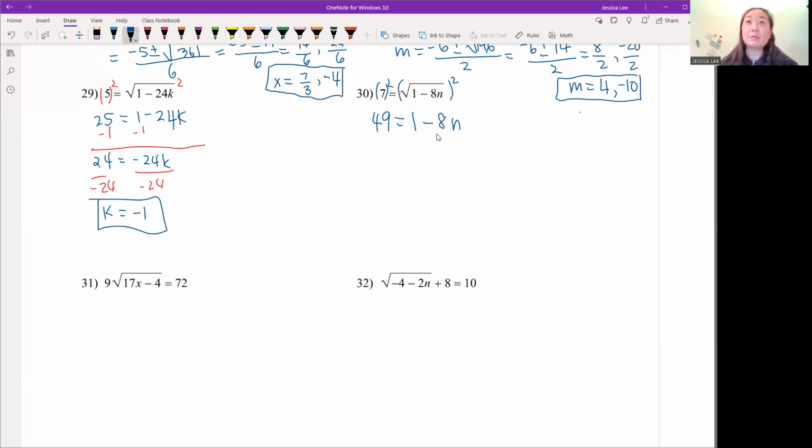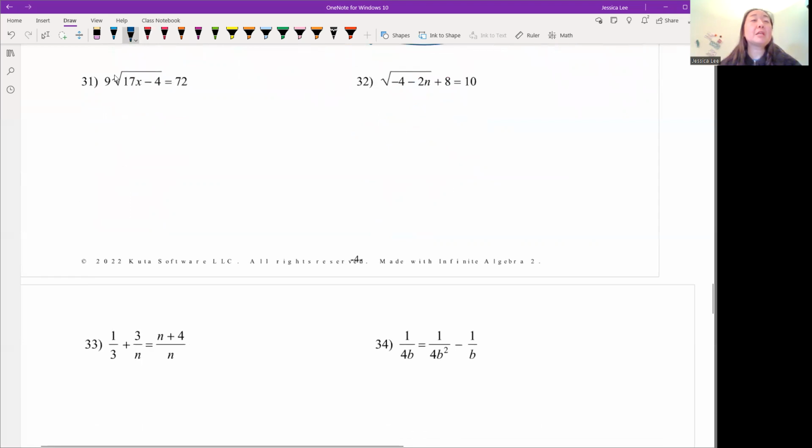Or else we didn't do what we're supposed to do. And again, subtract 1 on both sides. We get 48 is equal to negative 8n. Divide by negative 8. And we get n is equal to negative 6. All right, and again, plugging that back in, negative 6 times negative 8 is positive, so we're good to go.